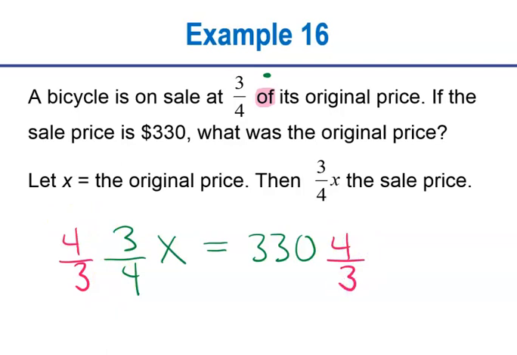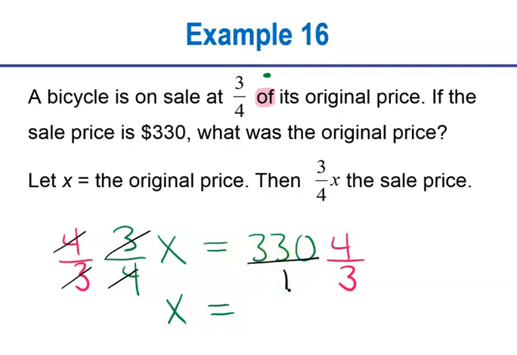Now how did that help us out? Well, check out what cancels. This 3 cancels with this by division. 3 divided by 3 is 1. This 4 cancels with this 4, so I'm only left with X on the left hand side. Now what about the right hand side? Well, we know that this 330 is really over 1.